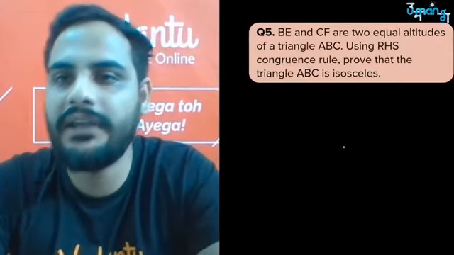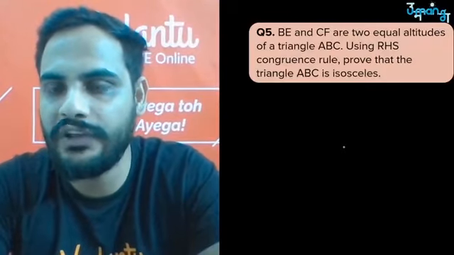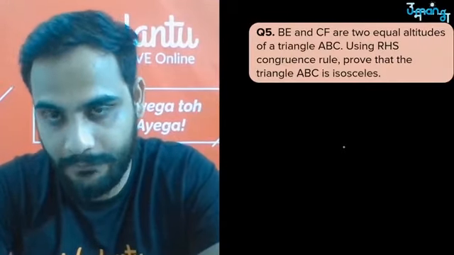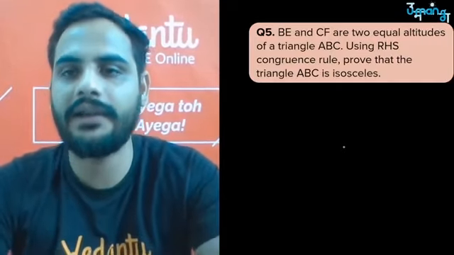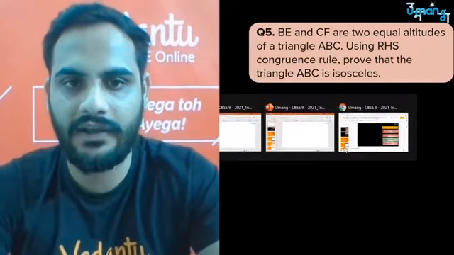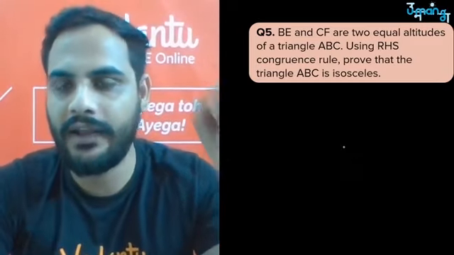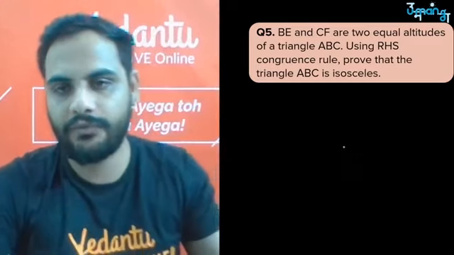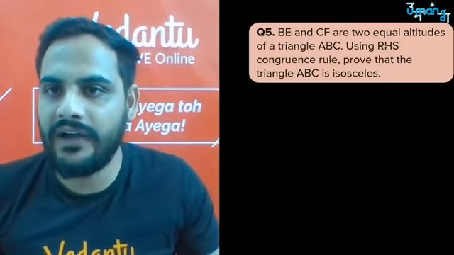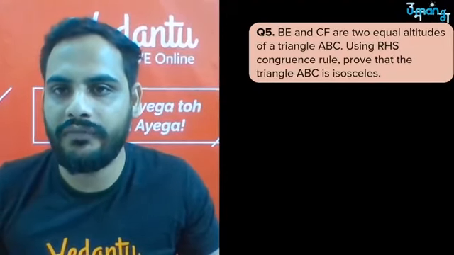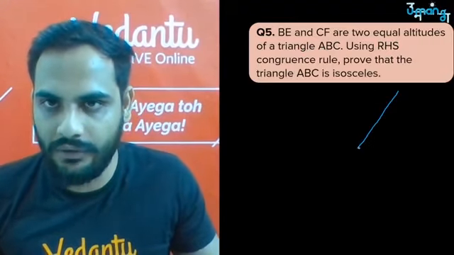Next question. BE and CF are two equal altitudes of a triangle ABC. Using RHS congruence rule, prove that the triangle ABC is isosceles. ठीक है? So you have to prove that triangle ABC is an isosceles triangle. अब थोड़ा सा ध्यान से let's draw the diagram. BE and CF are equal altitudes of a triangle ABC. तो पहले ध्यान से बनाओ.